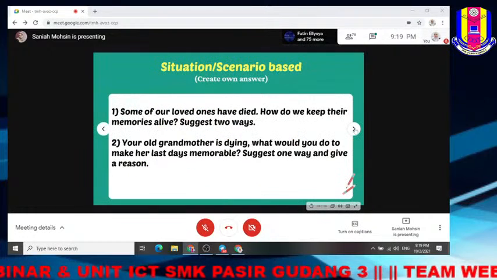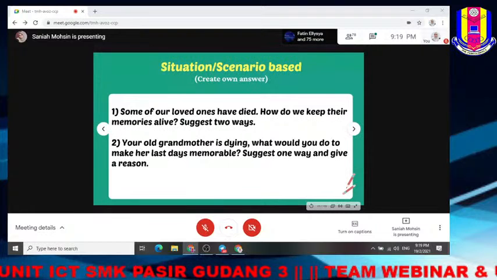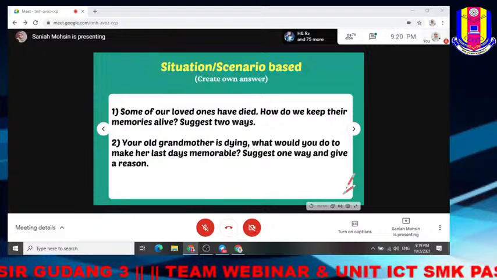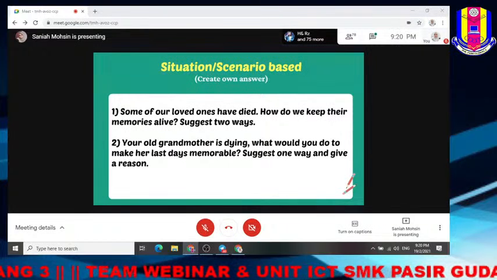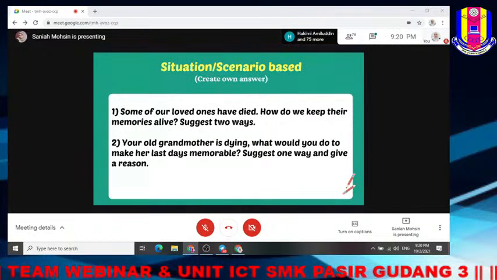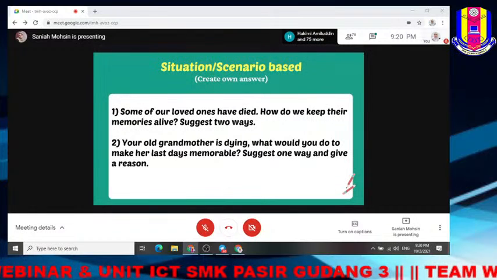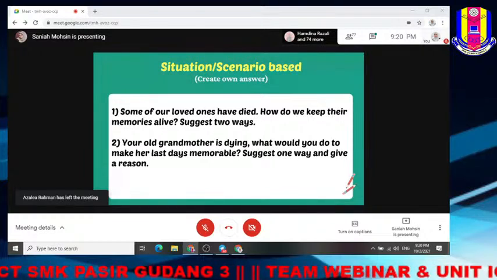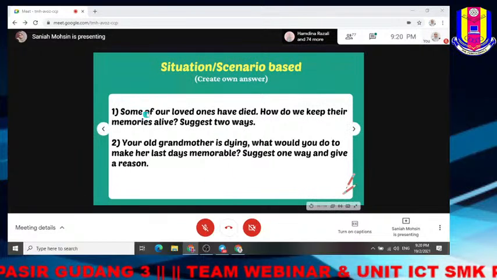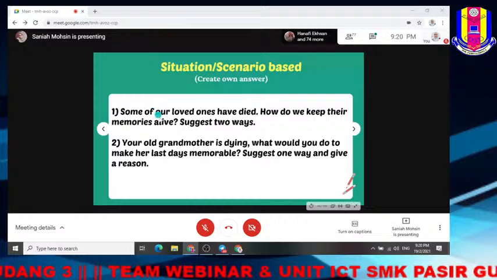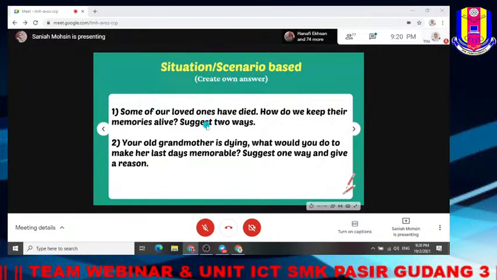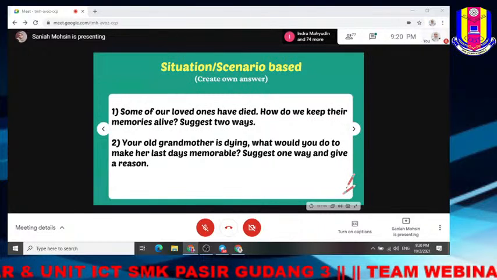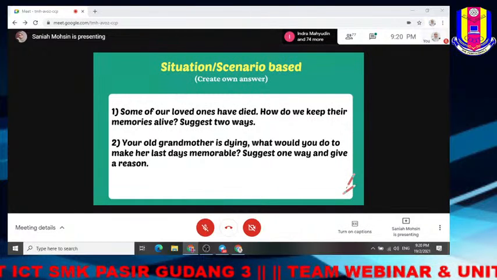Okay, macam tadi kita cakap ada juga boleh jadi soalan bentuk senario. Okay, senario tu maksudnya they give you situation and they want you to give your answer. For example, some of our loved ones have died. How do we keep their memories alive? Okay, cuba bagi suggestion sikit. Okay, sometimes in our life, our loved ones, people that we love, okay, have died. But how do we keep our memories alive? What can we do?